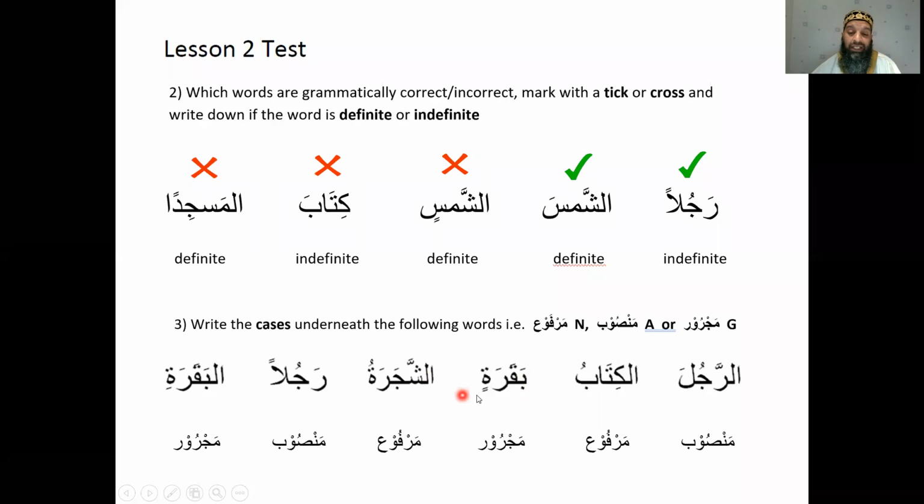Baqaratin. Why is baqaratin majroor? Because it has two kasra ending. Al-kitabu. Why is that marfu? Because it has a pesh, dhamma. Yep, good. And the last one, ar-rajula, is mansoob because it has a zabar, a fatha.